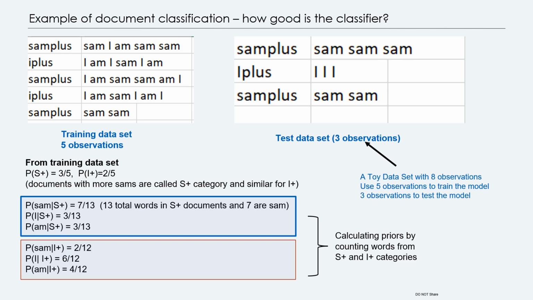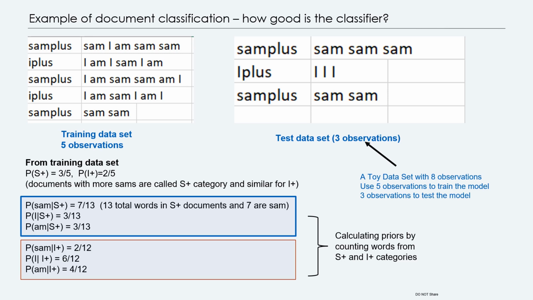First, let's calculate the prior probabilities. Essentially, what's the probability of a document being SAM plus or I plus? In our training set, 3 out of 5 documents are labeled as SAM plus, and 2 out of 5 are I plus. So the probabilities are 3/5 for SAM plus and 2/5 for I plus.